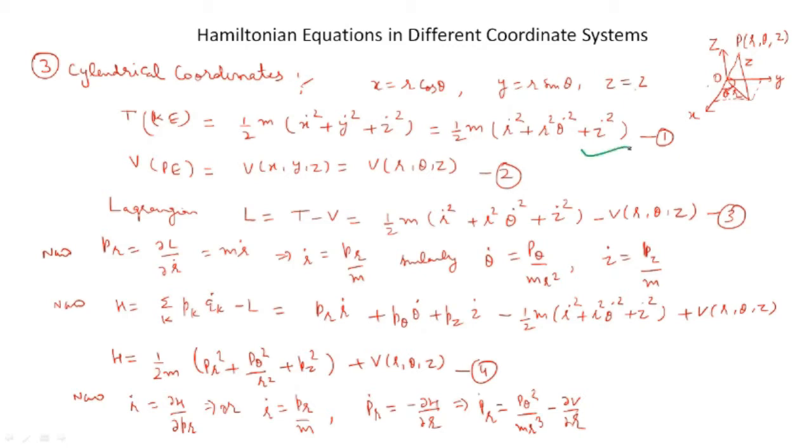Now potential energy, if it is a function of the Cartesian coordinates x, y, z, then it will be a function of the cylindrical coordinates as V(r, theta, z). Let us say it is equation number 2. Now you know that the Lagrangian of a dynamical system is equal to T minus V. So we know here T and V, then we can find the Lagrangian, and let us say it is equation number 3.